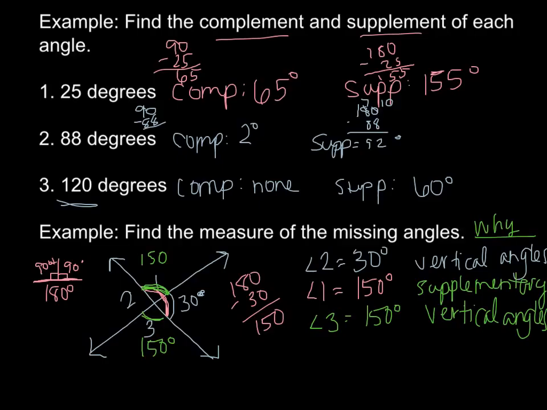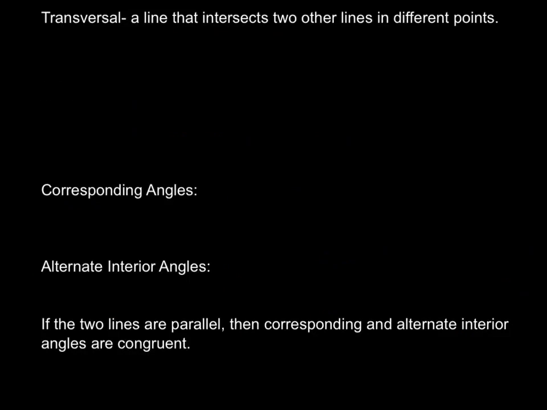Okay, now we do have some more to add. A transversal is a line that intersects two other lines at different points. So let's say I have a line here, a line here. These go on forever. Then we have our transversal.